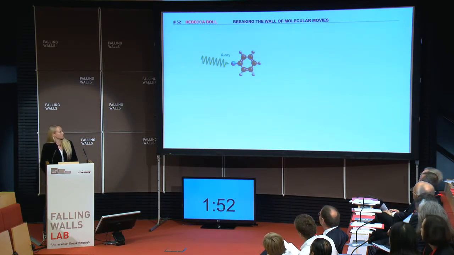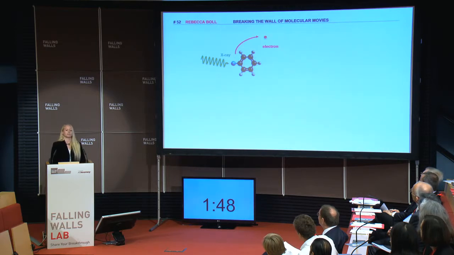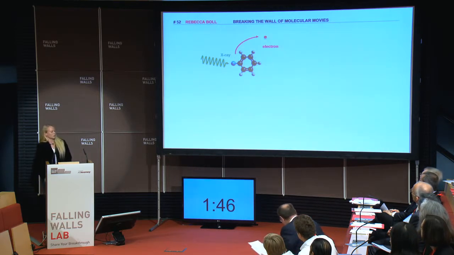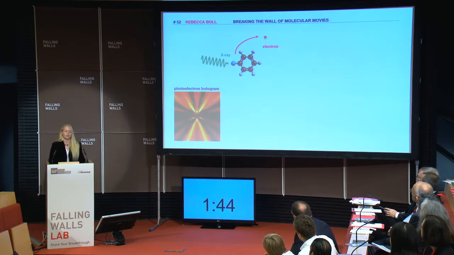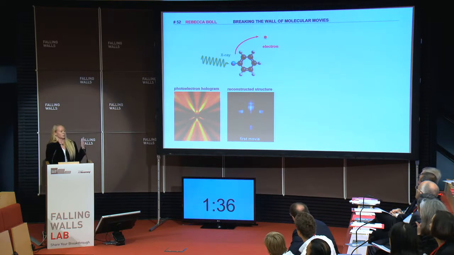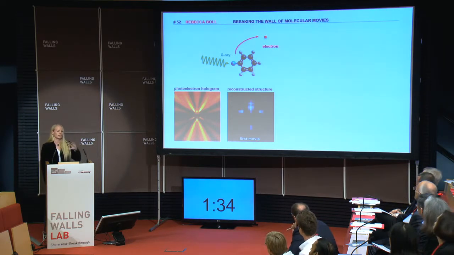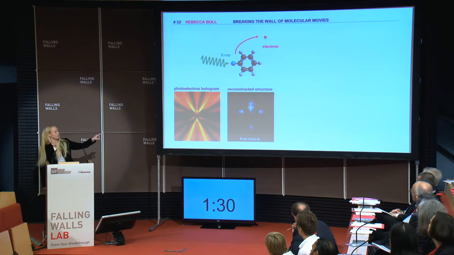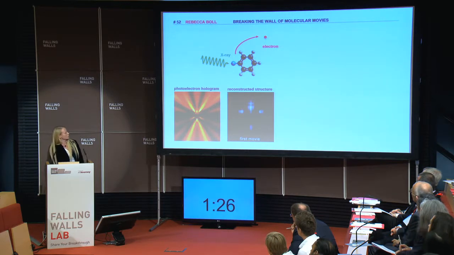What we're using is an ultra-short pulse of X-rays, which releases an electron from the molecule. And when this photoelectron leaves the molecule and we detect it on a screen, it forms such a holographic image. In certain cases, from this image, we can directly reconstruct the 3-dimensional structure of the molecule. What you see down there is the 6 dots of the carbon atoms in the molecule up there, reconstructed from the electron image you see on the left.